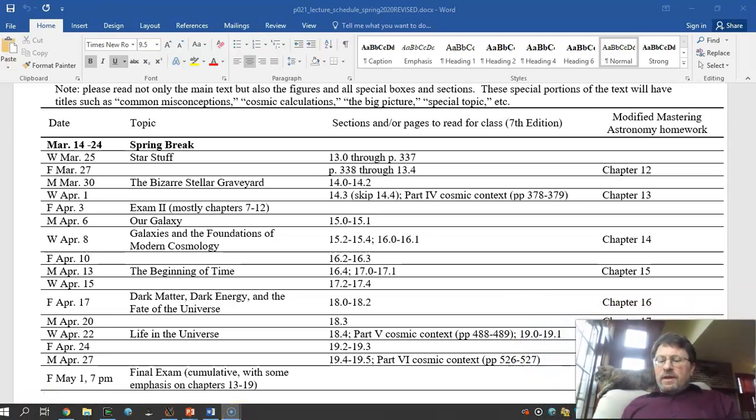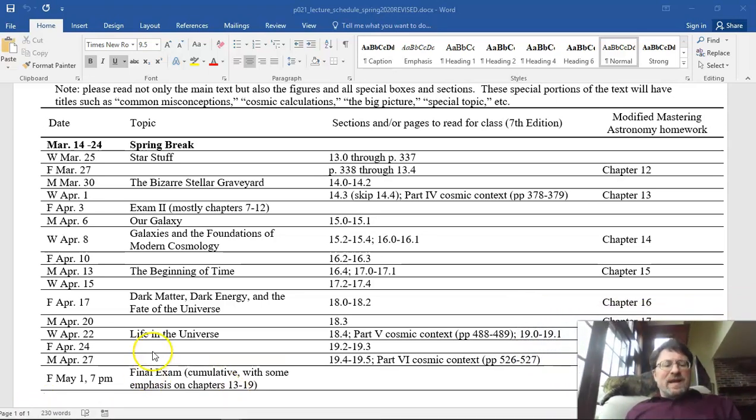So we're recording the lecture for today, Wednesday, April 8th. And we're going to start by talking about the last section of chapter 15. This is on the center of our galaxy. And then we'll move on to chapter 16.